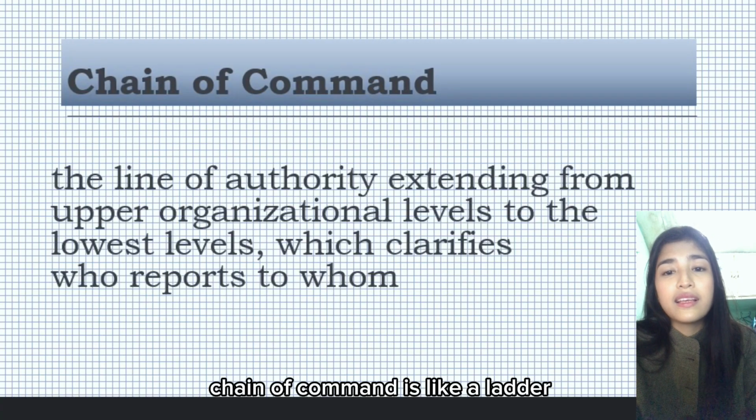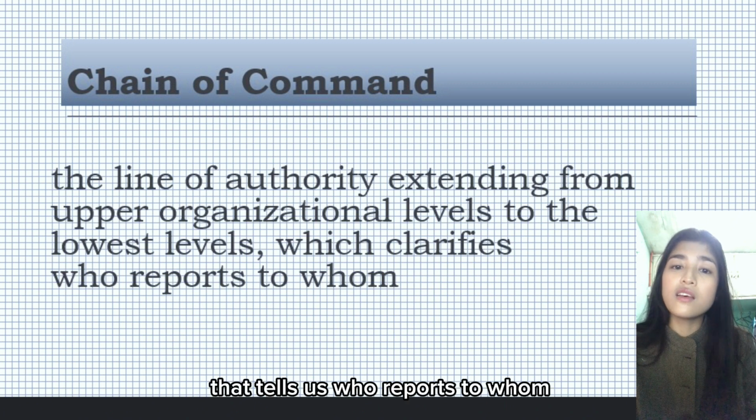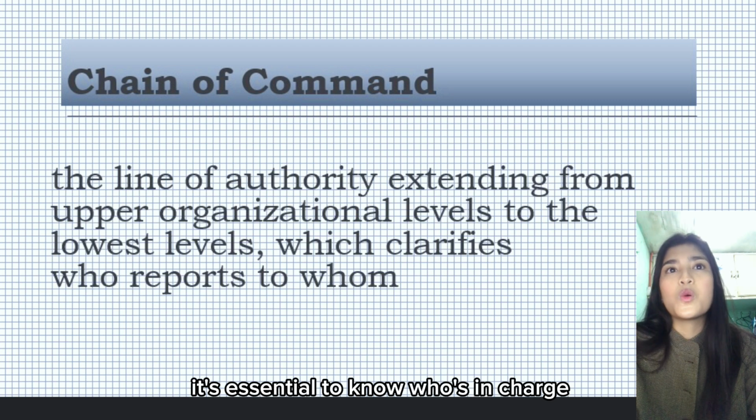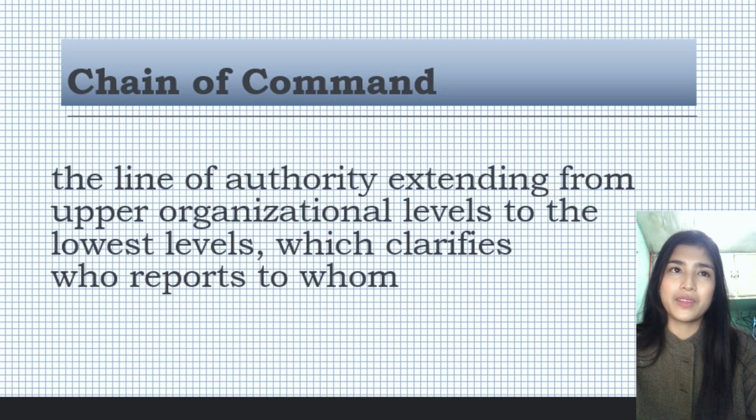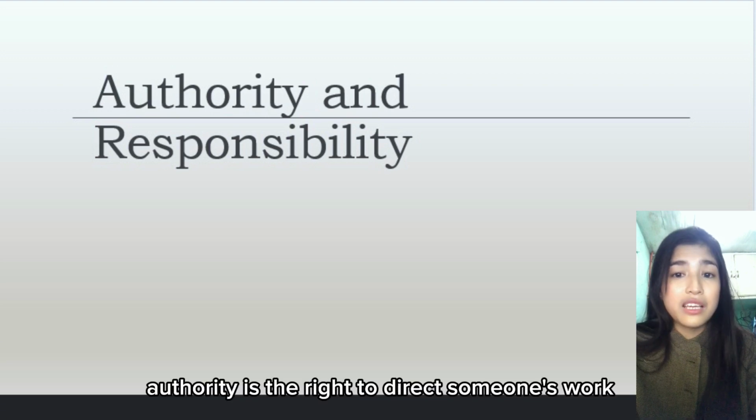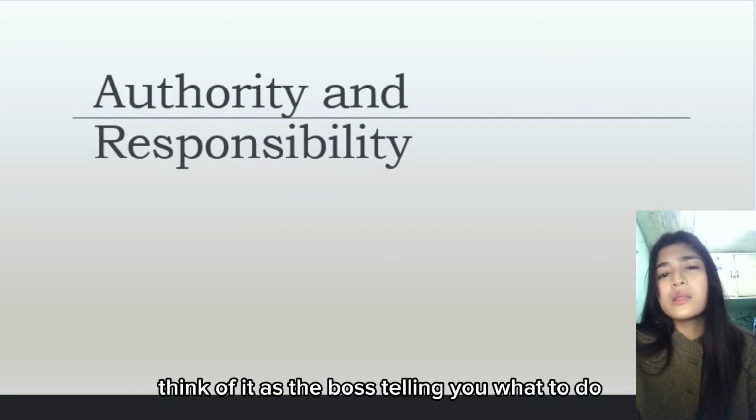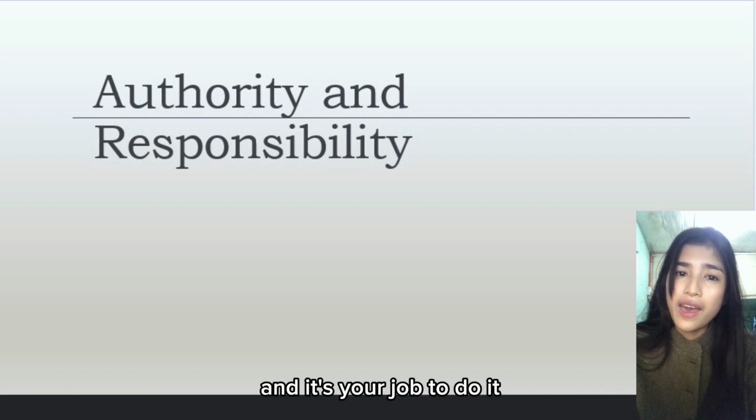Chain of command is like a ladder. It's the line of authority that tells us who reports to whom. It's essential to know who's in charge. Next, authority and responsibility. Authority is the right to direct someone's work, and responsibility is the obligation to perform assigned duties. Think of it as the boss telling you what to do, and it's your job to do it.